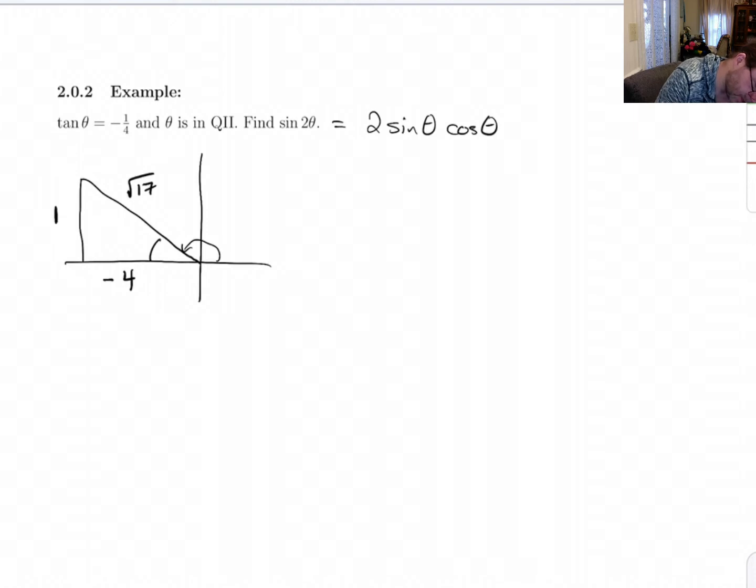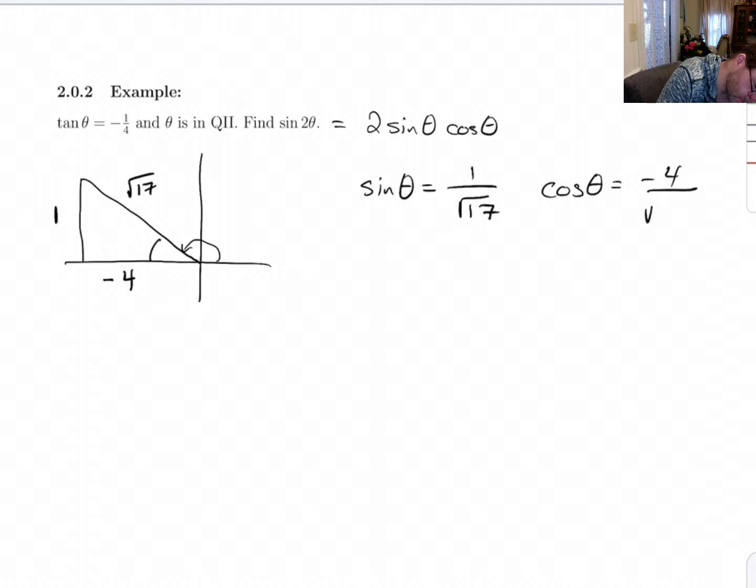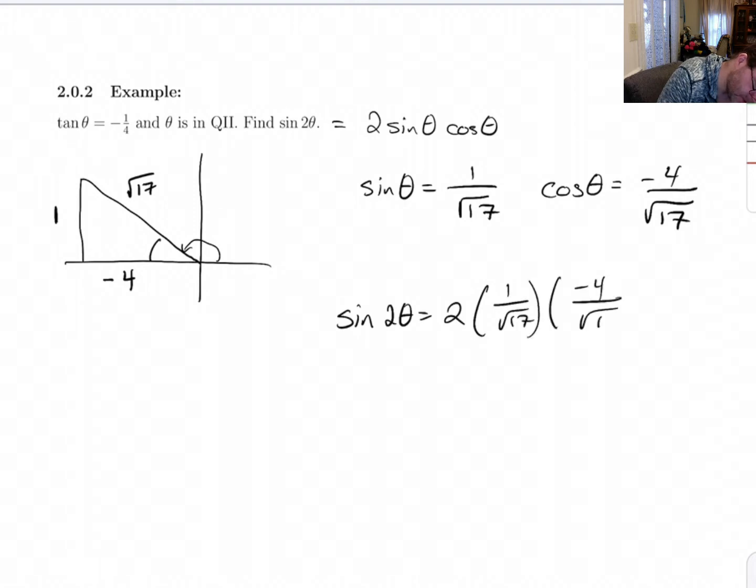All right, so sine theta, actually I'll write this out. Sine theta is opposite over hypotenuse. Cosine theta is adjacent over hypotenuse. So sine 2 theta is 2 times 1 over root 17 times -4 over root 17. So that just gives me -8 over 17.